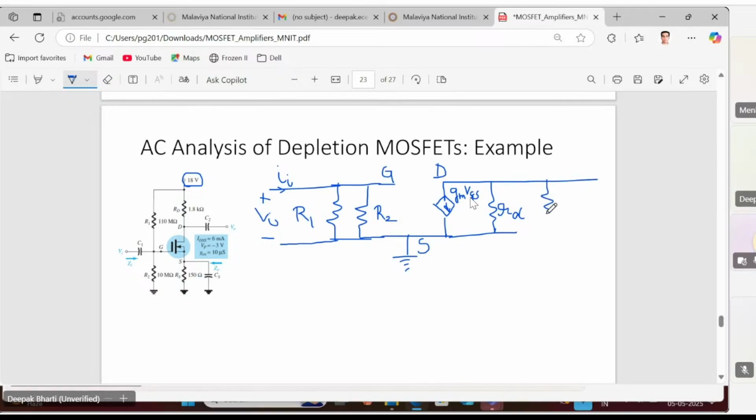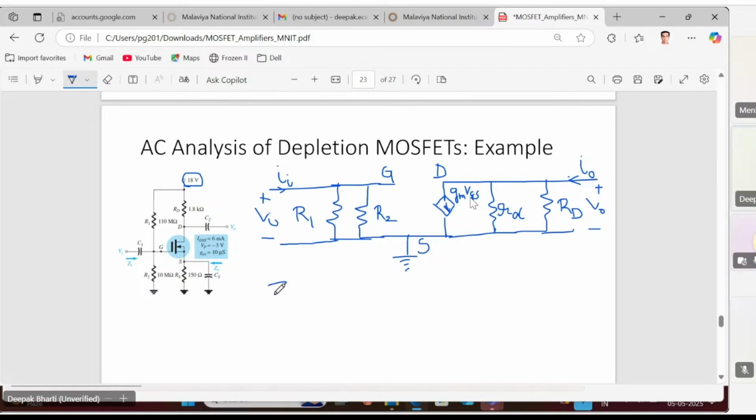And on the output side, what we have is the RD. RD is connected between drain and the 18 volt, or in terms of AC analysis, it is connected between drain and the ground. So it is drain and the ground. And again V0, it will be the V0 plus and minus, the output.